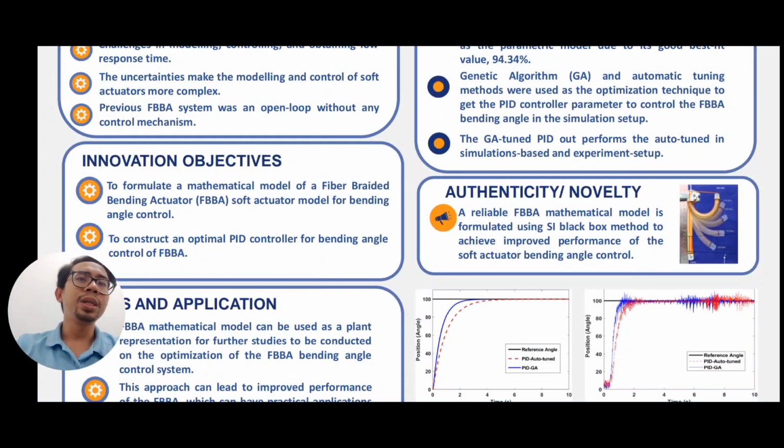The authenticity and novelty of our project. A reliable FBBA mathematical model is formulated using the system identification black box method to achieve improved performance of the soft actuator bending angle control. The reliability of the mathematical model was evaluated through both simulation and experimental test results of the bending angle control.